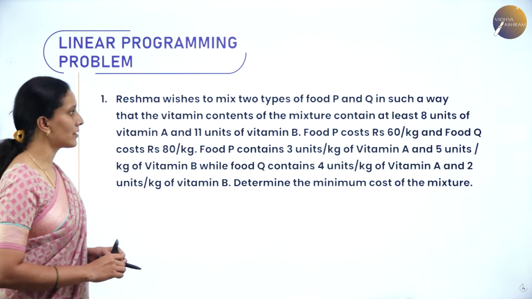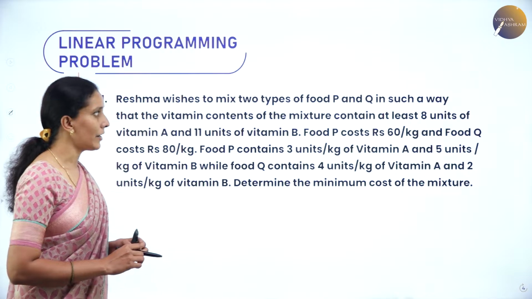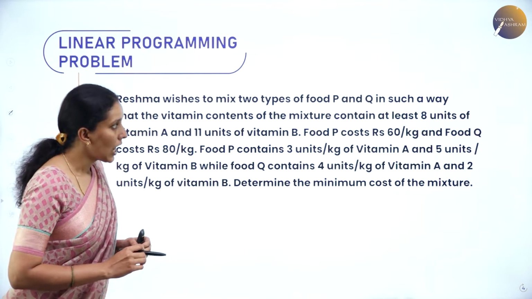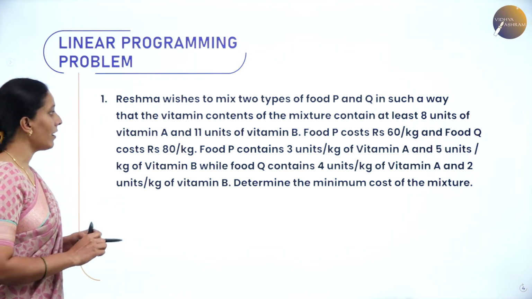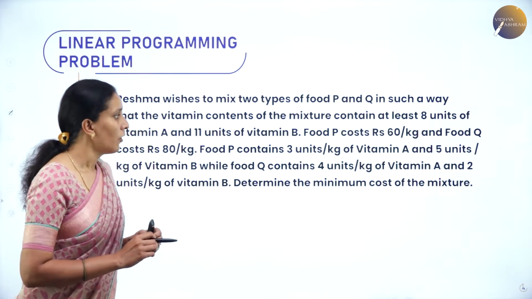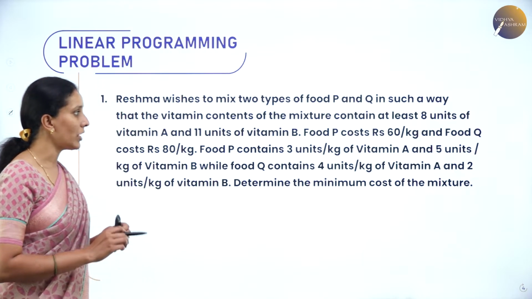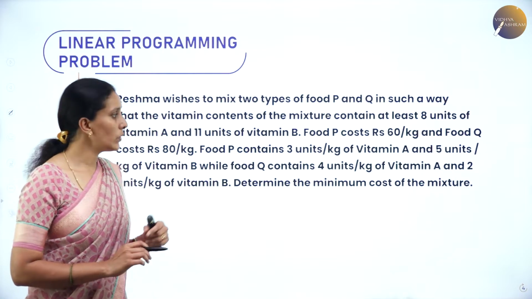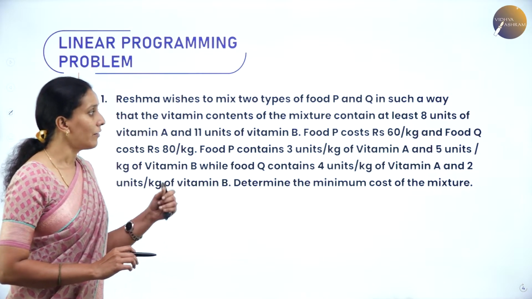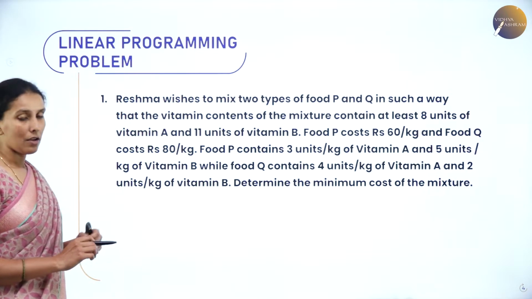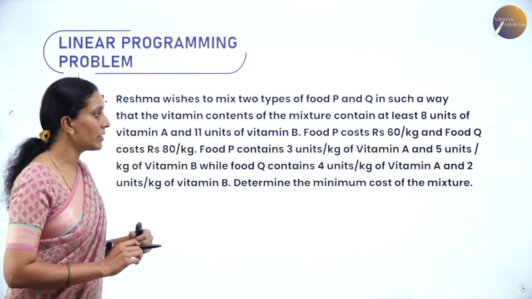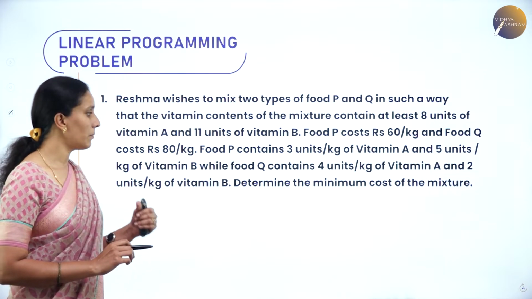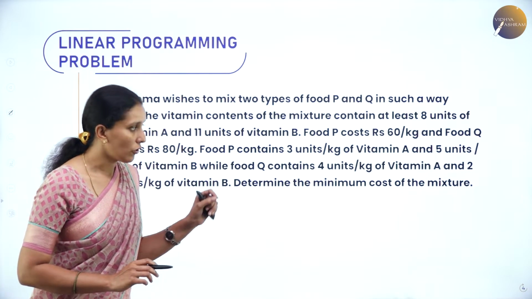Reshma wishes to mix two types of food P and Q in such a way that the vitamin contents of the mixture contain at least 8 units of vitamin A and 11 units of vitamin B. Food P costs Rs 60 per kg and food Q costs Rs 80 per kg. Food P contains 3 units per kg of vitamin A and 5 units per kg of vitamin B, while food Q contains 4 units per kg of vitamin A and 2 units per kg of vitamin B. Determine the minimum cost of the mixture.